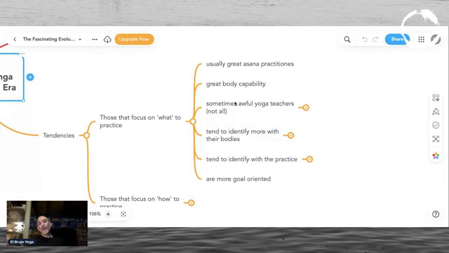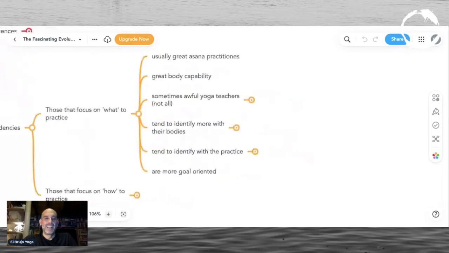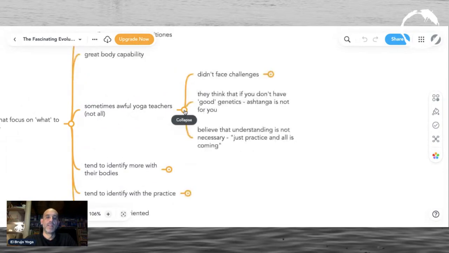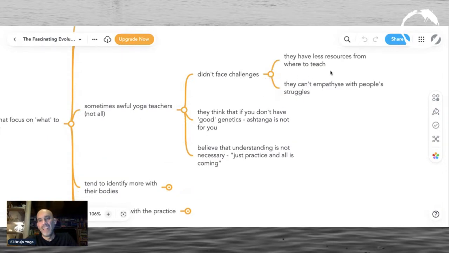And sometimes they are awful yoga teachers, not all the time, but I will explain why. As practitioners, they are great, but sometimes as yoga teachers, they are not as good. And why? This is because they didn't face challenges, which is really important, and they have fewer resources from which to teach. If you didn't face challenges, everything is easy. You don't have any struggle, so you just do it. You don't really learn from it because you can do it easily. And they cannot empathize with people that are struggling.